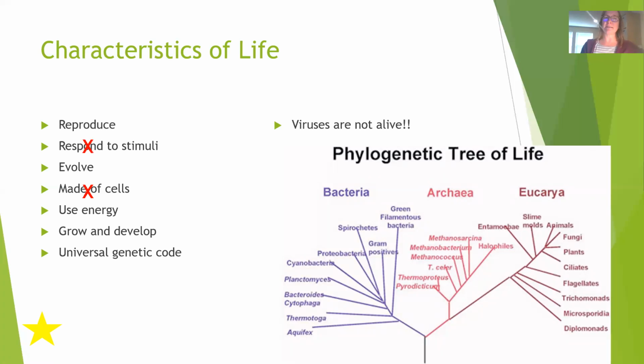They also don't respond to stimuli. They don't grow and develop in the way that we use that term. They do reproduce. They do make copies of themselves and make more of them, but they can't do it on their own. They have to be inside of another organism. They do evolve, so they change, they mutate. They can use energy, and they do use RNA and DNA. So they use that universal genetic code.